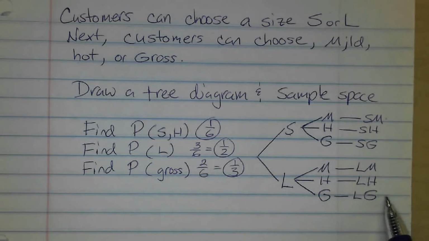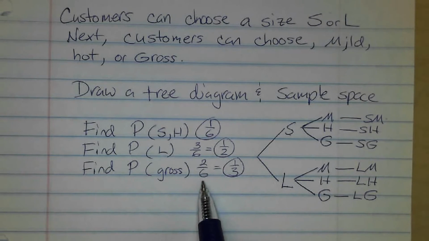Then for gross, there's a small gross and a large gross. That's 2 of them out of 6, and we can reduce that to 1/3. If you could do all these, you should be in pretty good shape for the test. Good luck!